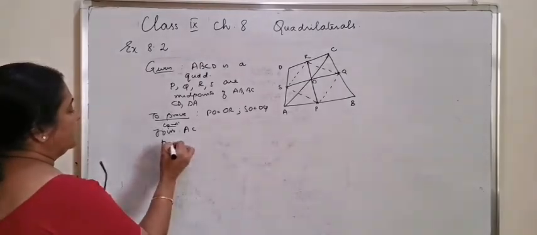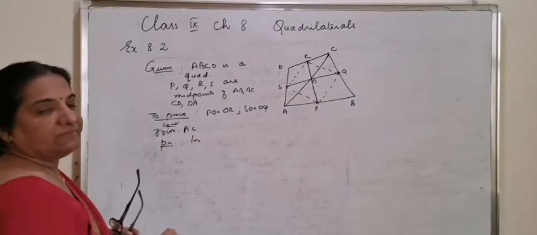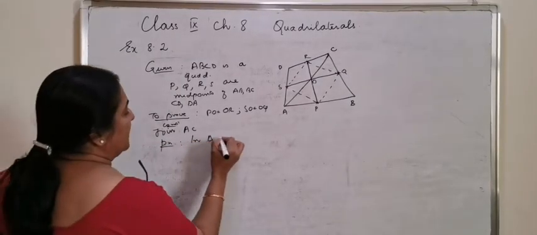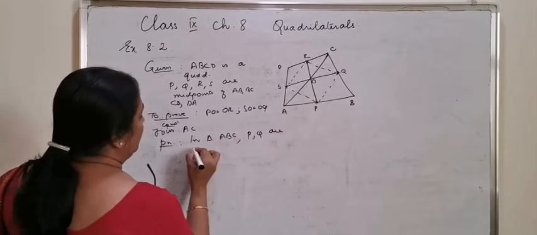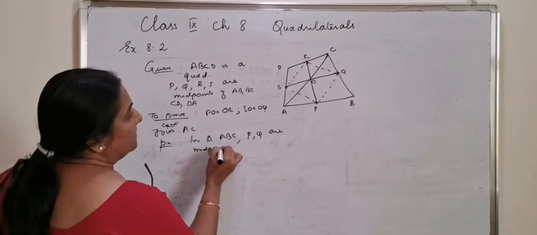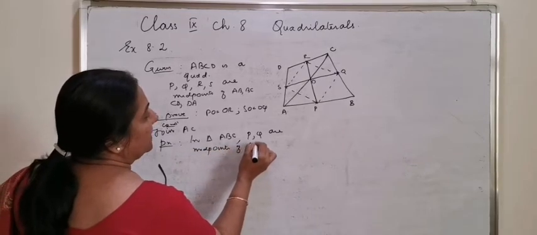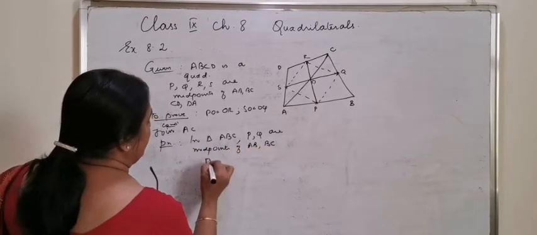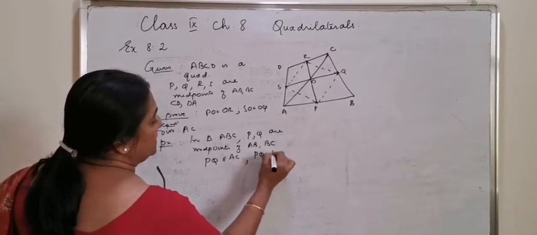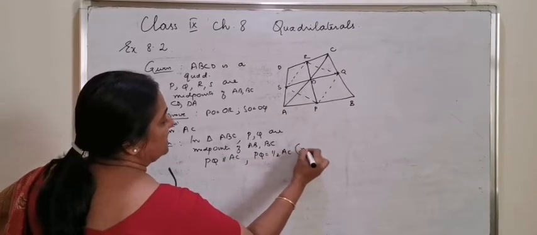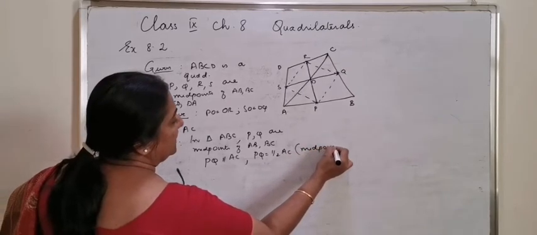In triangle, it's a proof as we have done earlier. In triangle ABC, P and Q are midpoints of AB and BC. Therefore, PQ is parallel to AC and PQ is equal to half AC by the midpoint theorem.